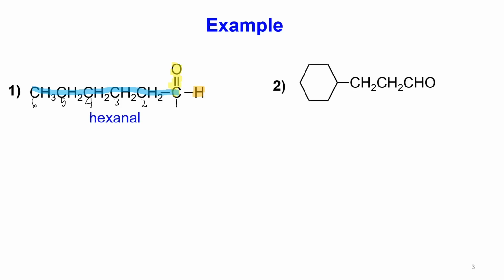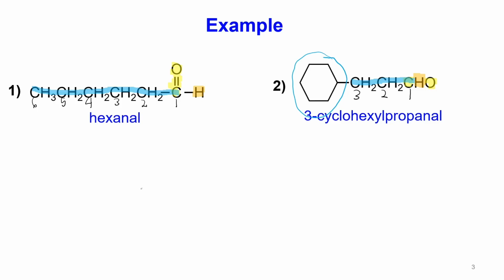Example 2. The structure has a carbonyl group, which is carbon double bonded to oxygen, and has one hydrogen atom at one side. The longest continuous carbon chain containing the carbon double bond O is 1 carbon, 2 carbon, and 3 carbon. Carbon number 1 should start from the carbon double bond O, then carbon number 2 and carbon number 3. At carbon number 3, we have a cyclohexyl substituent group. The IUPAC name given for the structure is 3-cyclohexylpropanal.